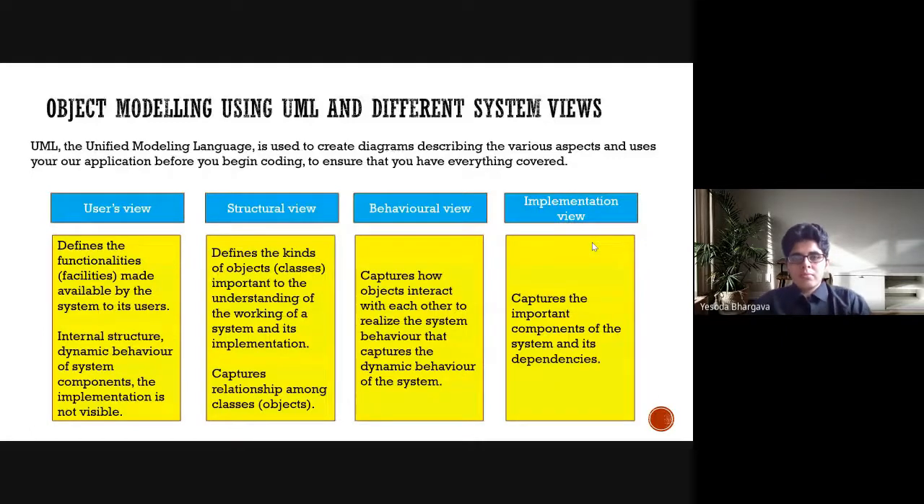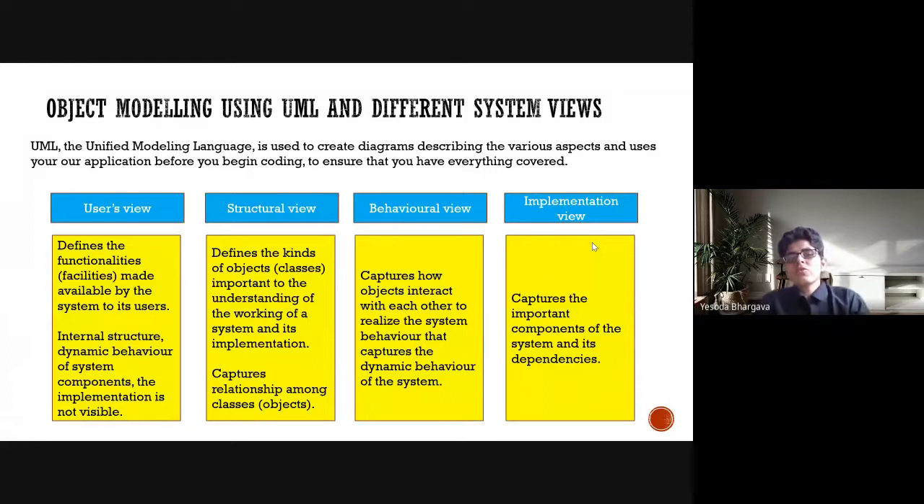So basically, what happens in designing is that there are different ways to design a software. So there are different system views. Based on these views, you can have a different way to design this software. So before we move on to object modeling, understanding this is also important. So there's something called users view, structural view, behavioral view, and implementation view.